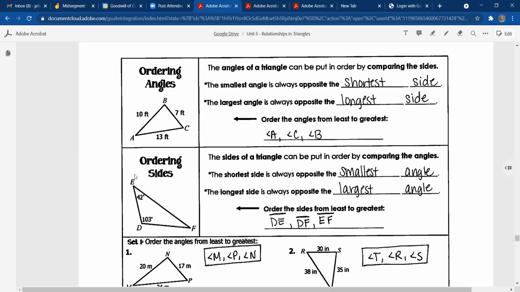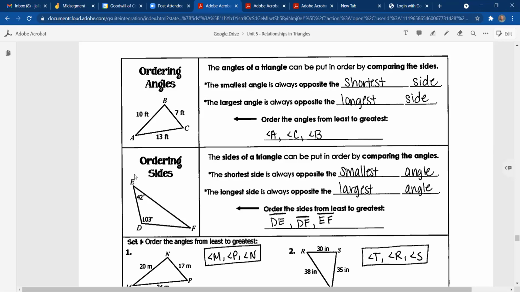That 103 tells you that's an obtuse angle. There can only be one obtuse angle in any triangle. You can't have two because then you're over 180. So you should know automatically that that is the largest angle, and the side opposite is going to be the longest side.